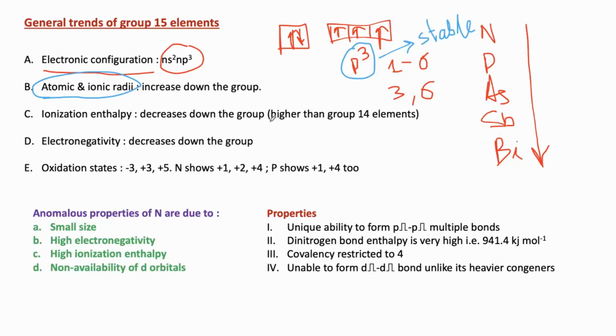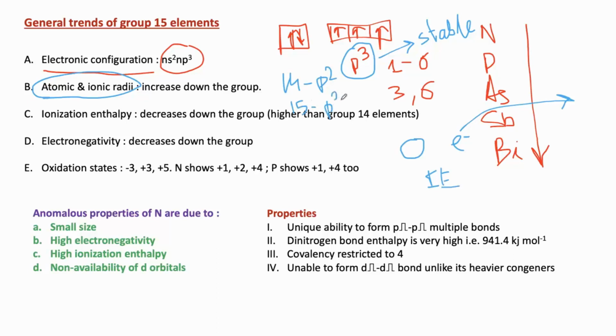As the principal quantum number increases, the size of the atom also increases. Now about ionization enthalpy: if we have an atom with an electron, the amount of energy required to pull off the valence electron in the gaseous state is the ionization enthalpy. Now you see, ionization enthalpy is higher for group 15 elements than for group 14 elements, because group 14 elements have the configuration p2, but group 15 elements have the electronic configuration p3.